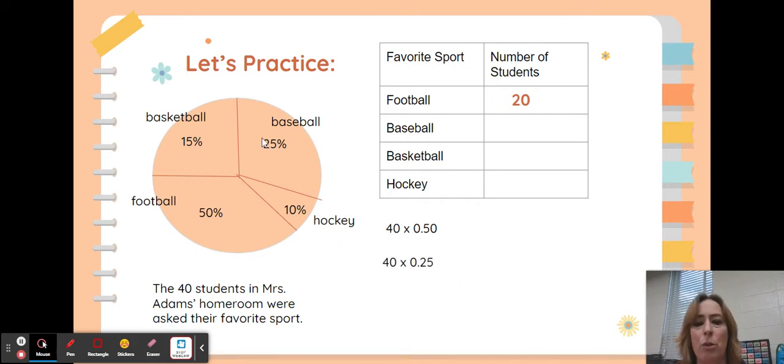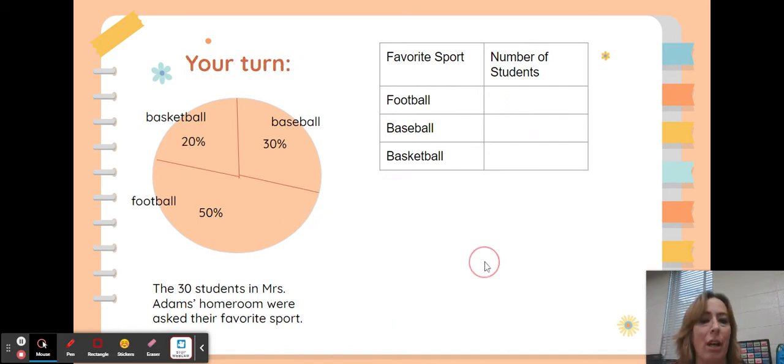Okay. For 25%, times 40 would get us 10. 15% times 40 would get us 6. And this little 10% right here is 4. Now, remember, when I add these together, it has to equal 100%, or it has to equal the whole. And in this case, remember, 40 is the whole. So 20 plus 10 is 30, plus 6 is 36, plus 4 is 40. Yep, 40 students. Great job.